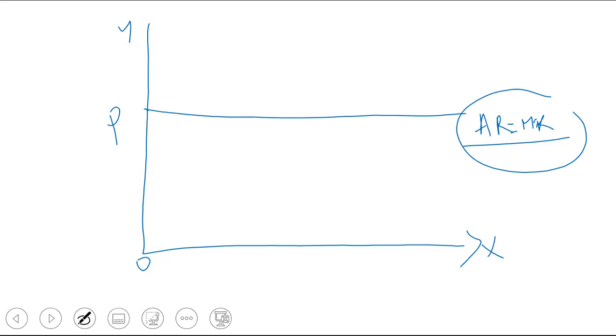I can see many students have joined now. What I am discussing is the MR-MC method of equilibrium. So first draw the diagram. In this diagram AR is equivalent to MR. Put an arrow and write: this will happen only in perfect competition.